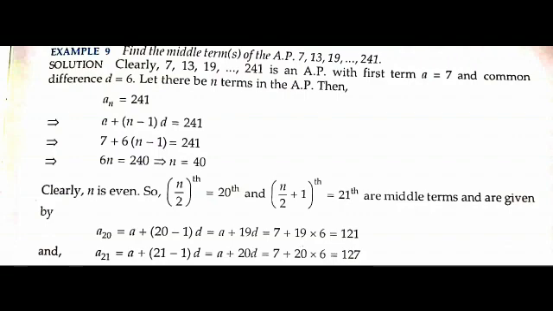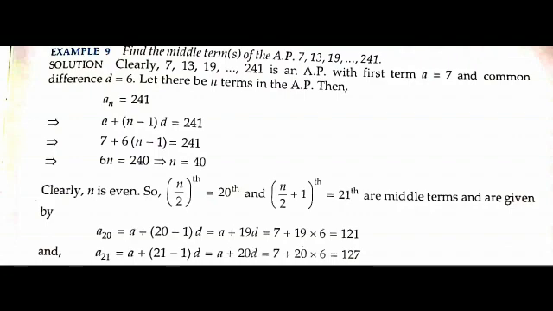That is, we will have to find A20 and A21 using the formula for the general term of an AP. Here we have A20, which is equal to A plus 20 minus 1 into D, which is equal to A plus 19D. Putting the values of A and D, we have 7 plus 19 into 6, which is equal to 121. This is the first middle term.